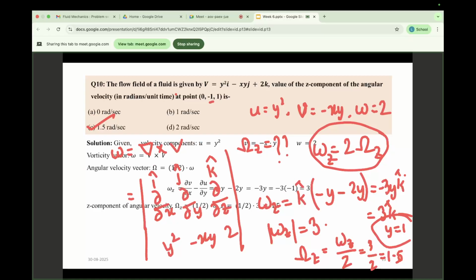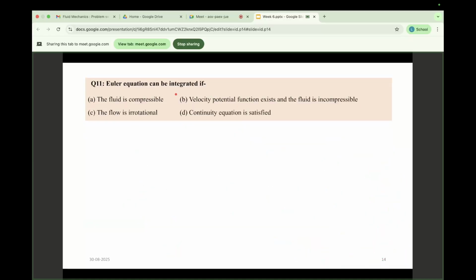Okay, now I am moving to another question. In this question, it is asked that this Euler equation is fundamental to derive the Bernoulli's equation, as I have discussed in the earlier class also. The question is when this Eulerian equation can be integrated. The first is that the fluid is compressible. Next is this velocity potential function exists and the fluid is incompressible. Third is if it is irrotational, or if this continuity equation is satisfied.